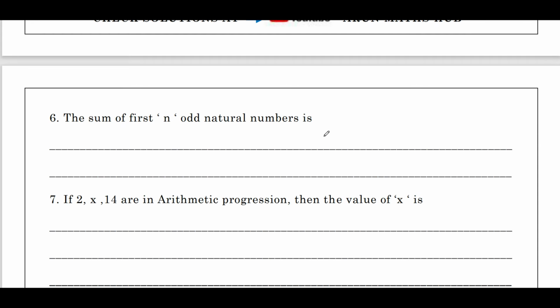The sum of n odd natural numbers. The formula to find the sum of n natural odd numbers is Sn equals n square. It is very simple. The sum of n odd natural numbers is Sn equals n square.